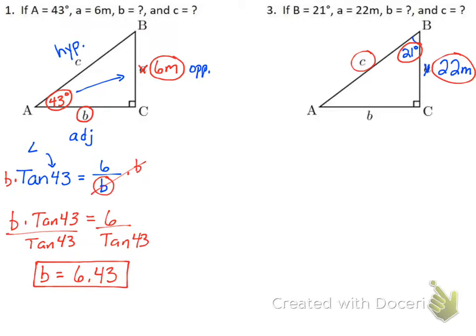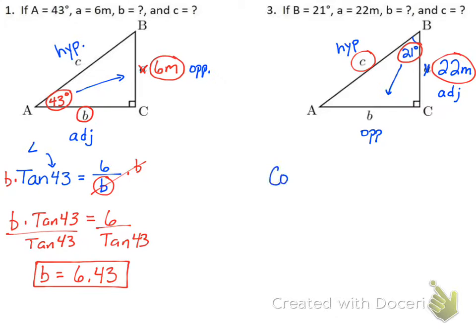Again, I want to label these. So C is my hypotenuse from the 21-degree angle, B is going to be opposite, and 22 is going to be my adjacent. And so, again, the three things that I've circled in red, the 21-degree angle, the 22-meter side, and the C side, I want to use those three things. So the 22-meter side is my adjacent, the C is my hypotenuse, and so that means I'm going to use cosine to figure out what C is equal to.